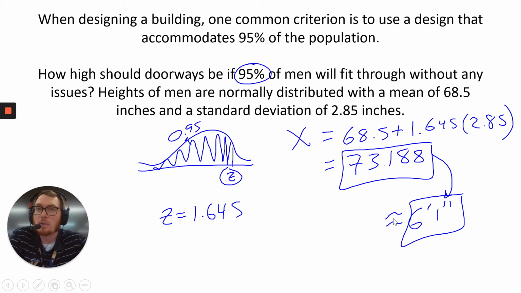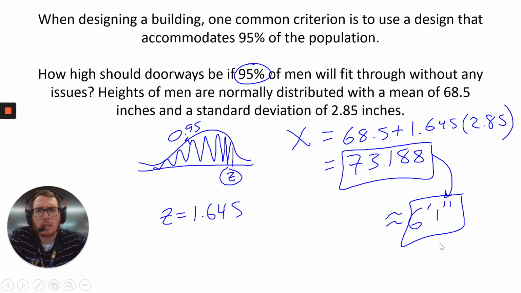73.188, which is about 6'1", which probably is not enough. So this is why they go further than 95%, because if it was 6'1", I, for example, couldn't fit through the doorway. Now, things like submarines and smaller areas might have smaller doors that you have to duck a little bit. But when you design the building, maybe a common criteria should be a little bit higher if you're looking at that. So that's just something you want to think about.